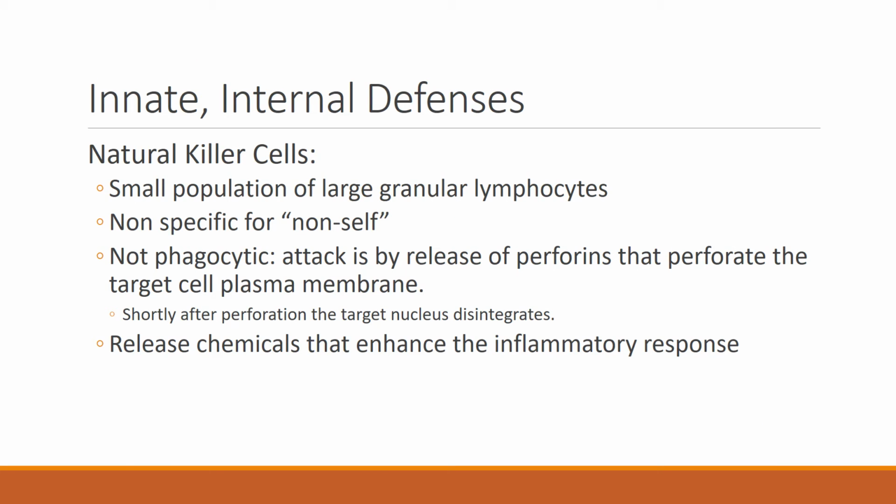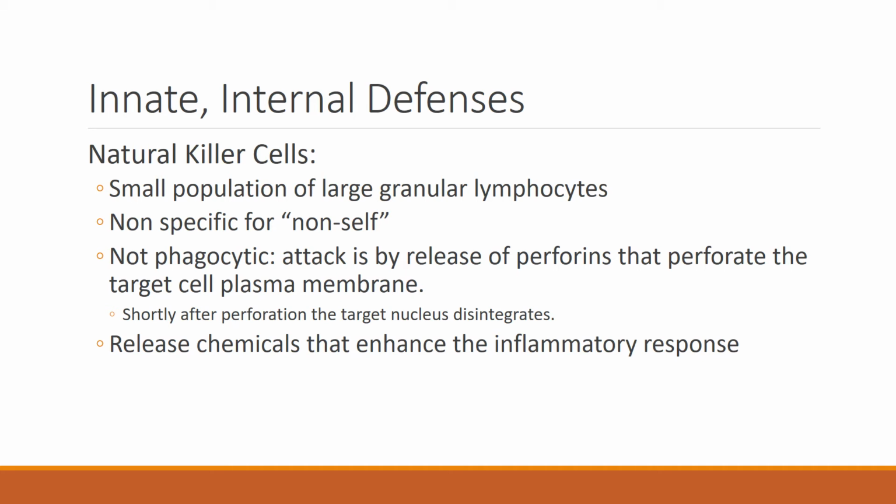Another mechanism by which a different type of cell can destroy pathogens is through natural killer cells, or these are sometimes called cytotoxic T lymphocytes as well. Their function is to destroy body cells that have any type of foreign molecule. These are a little bit different because they are non-specific for non-self, and so they're able to attack virus or cancer cells without antigen recognition.